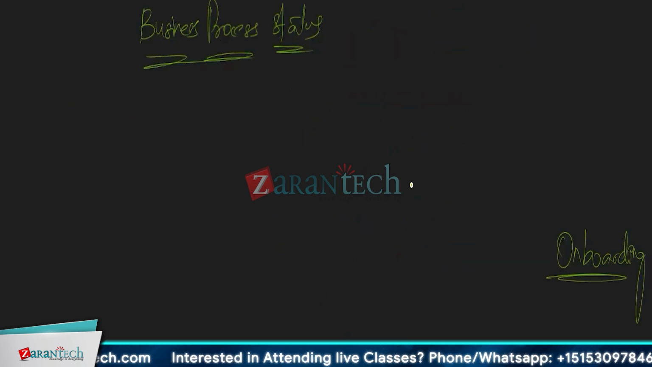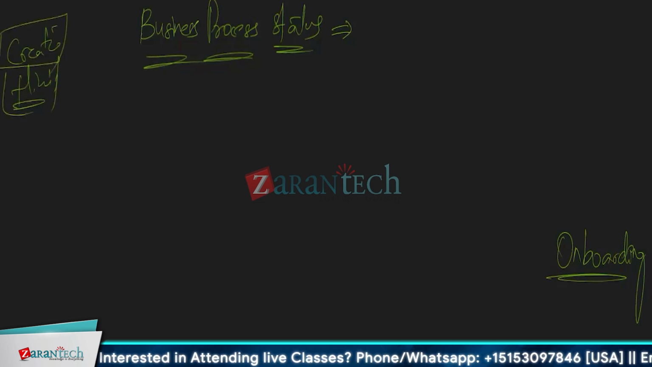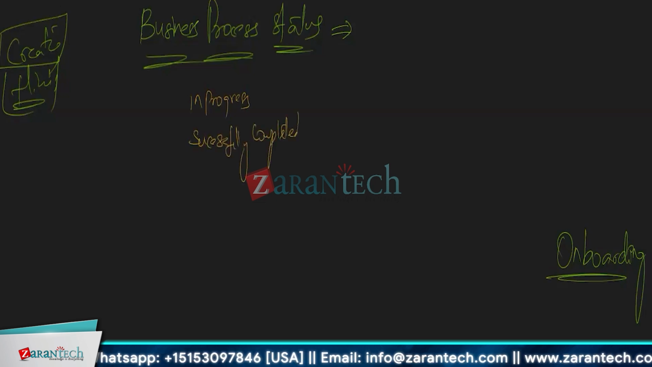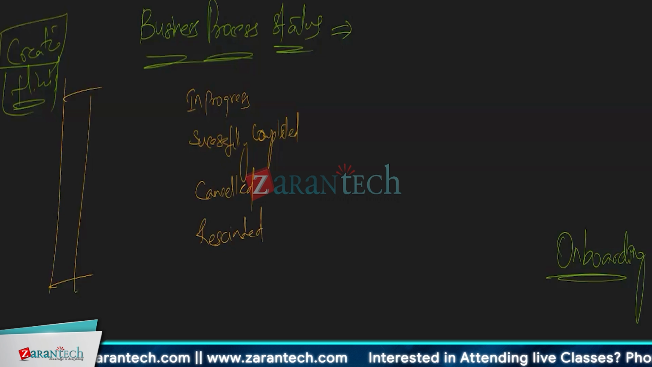See, a business process status is basically going to determine what is the status of the business process. So when you are doing a create position, when you are hiring the employee, what is the current stage of the business process? So the business process can either be in progress, or it can be in successfully completed stage, or it can be in cancelled state, or it can be also in rescinded stage. These are the stages that you have to understand. There are a few other transaction statuses, but those are not important at this point in time.